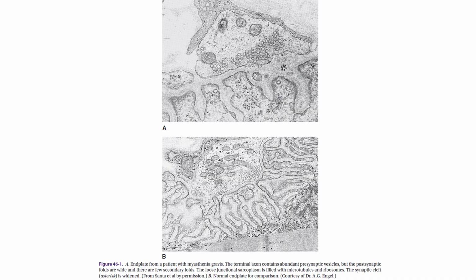In this figure, we can see in the first image an end plate from a patient with myasthenia gravis. The terminal axon contains abundant presynaptic vesicles, but the postsynaptic folds are wide and there are few secondary folds. The loose junctional sarcoplasm is filled with microtubules and ribosomes. The synaptic cleft is widened. The second image is a normal end plate for comparison.